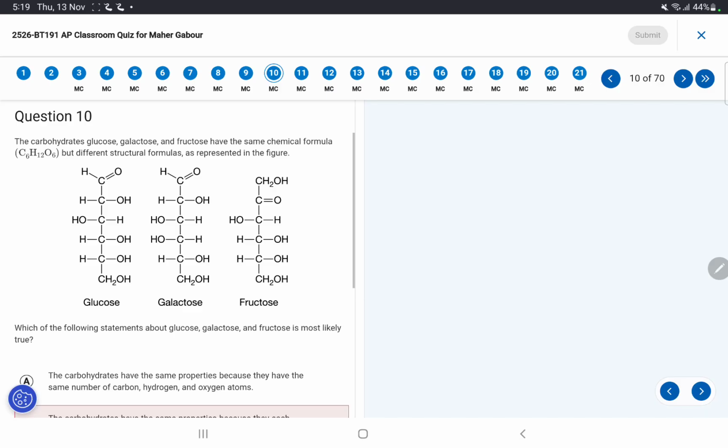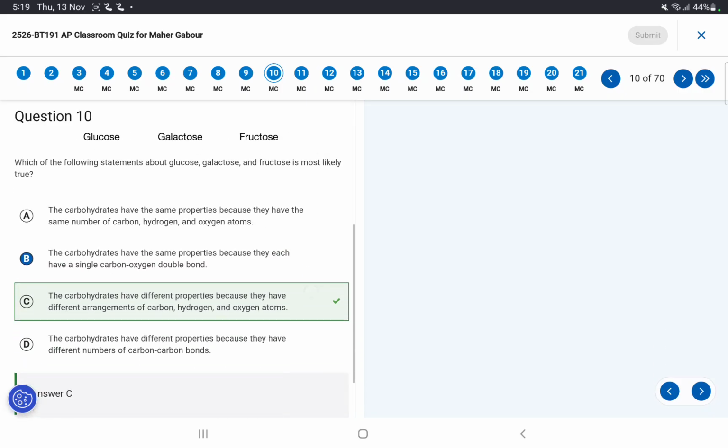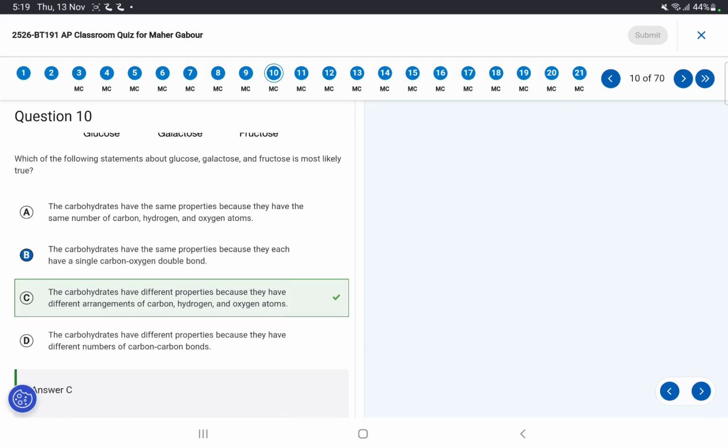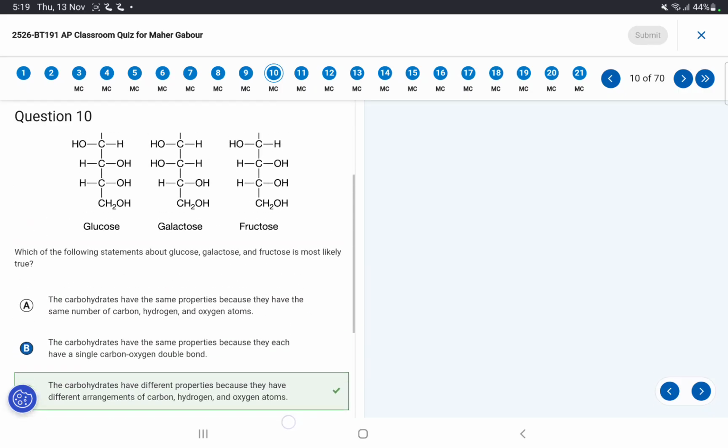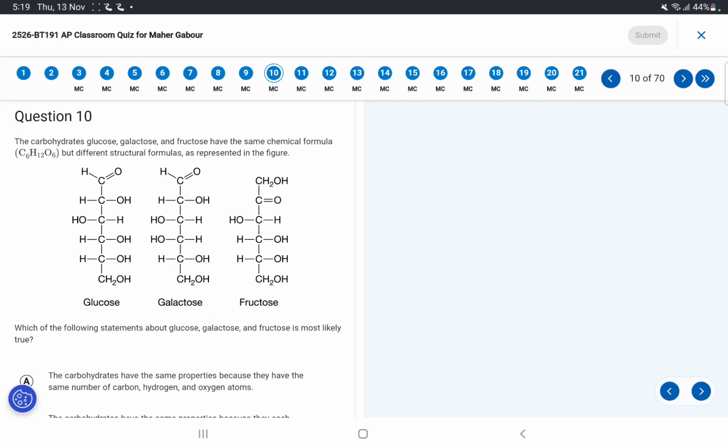Number 10, which of the following statements about glucose, galactose, and fructose is most likely true? So what do we have here? We have isomers here, okay? The carbohydrates have different properties because they have different arrangements of carbon, hydrogen, and oxygen atoms. Okay, so they're basically like the same thing, but it's arranged differently. If you look at it and see the amount of OHs, the amount of Cs, the amount of Hs, you'll get the same thing. And it's still C6H12O6, but it's just in different forms.